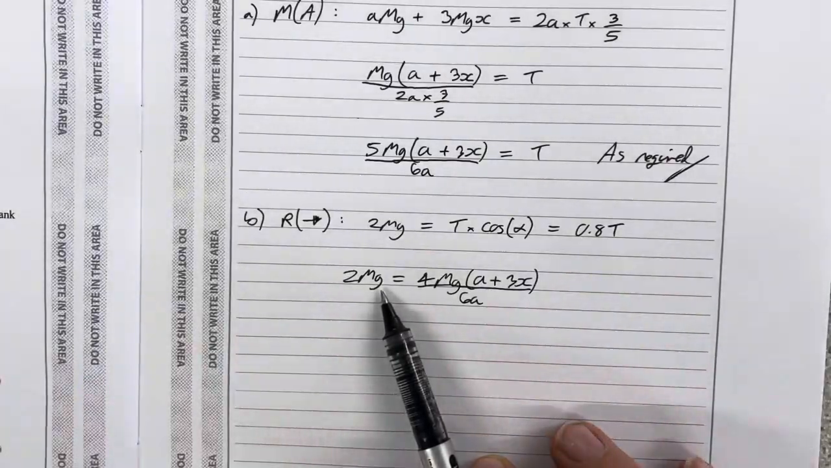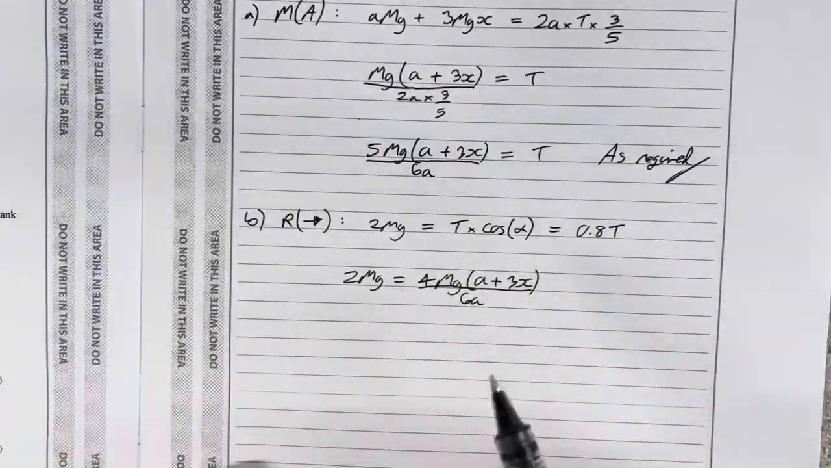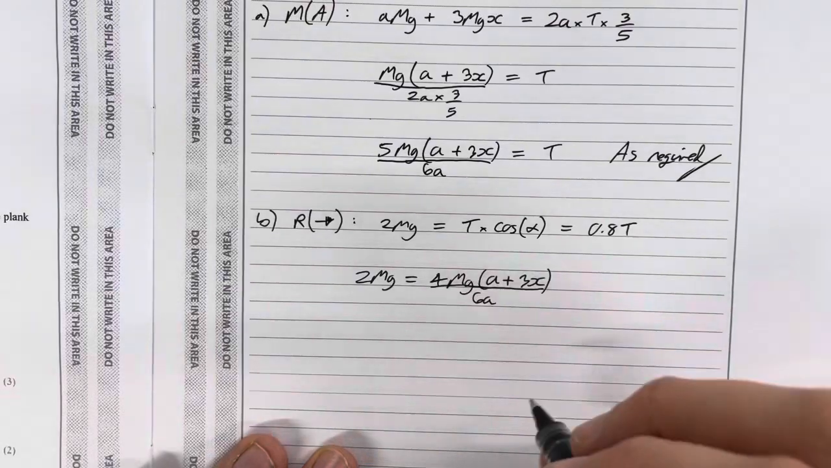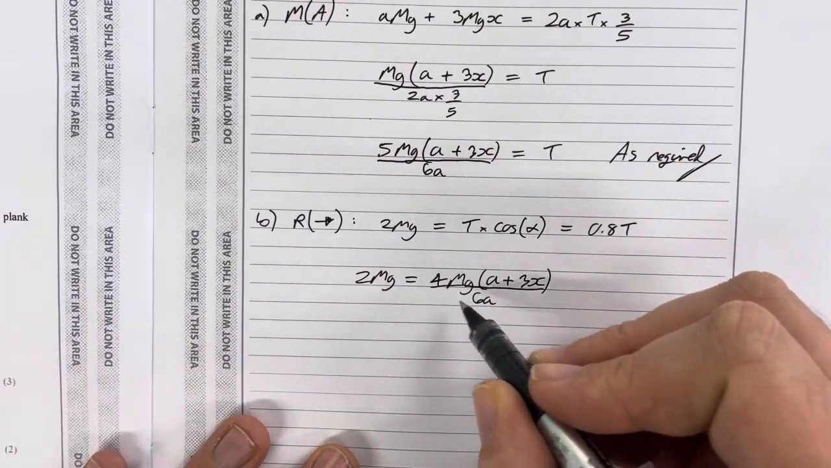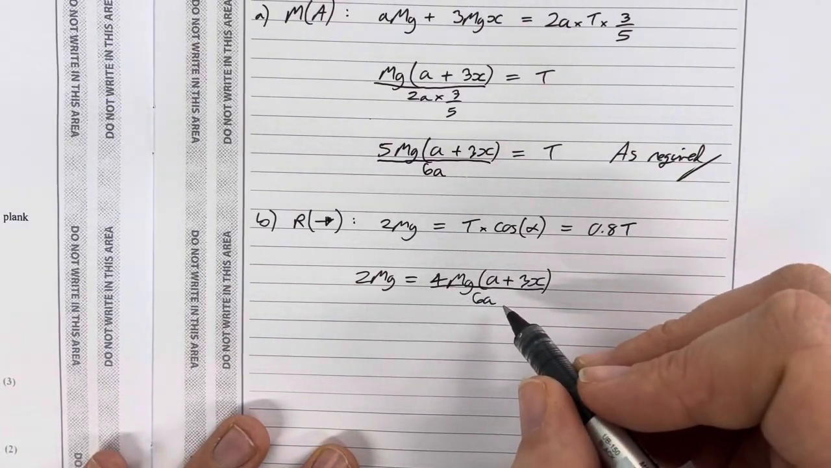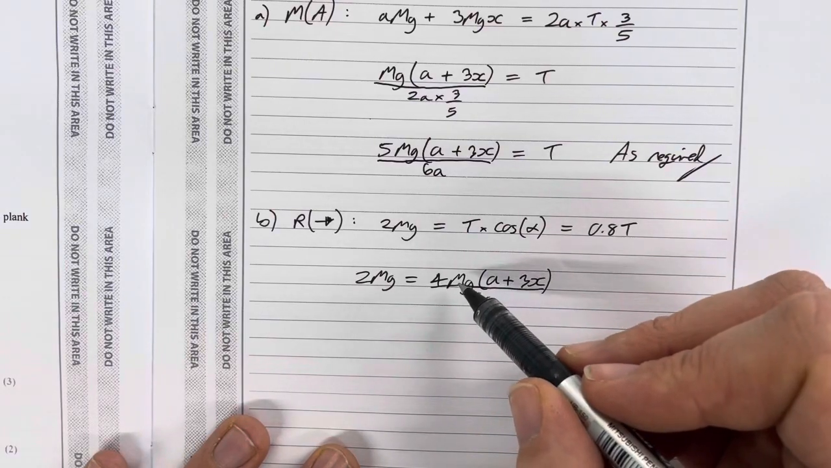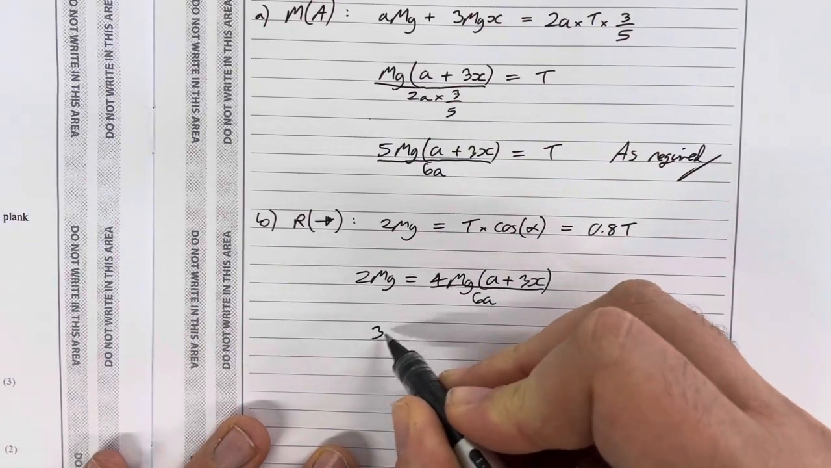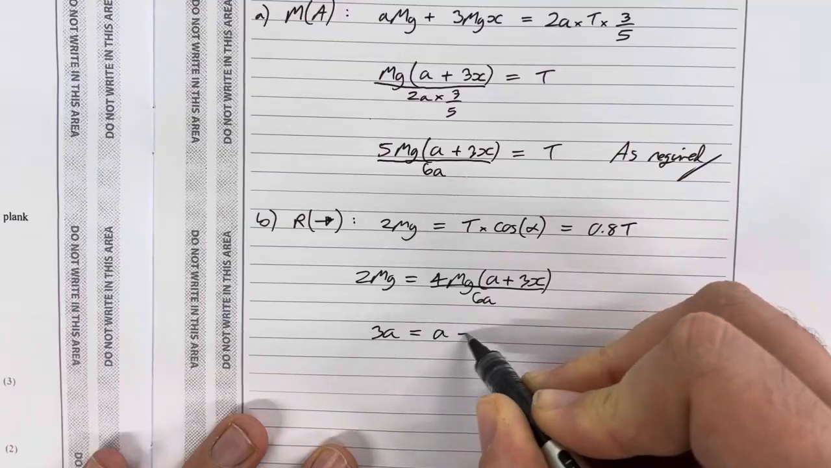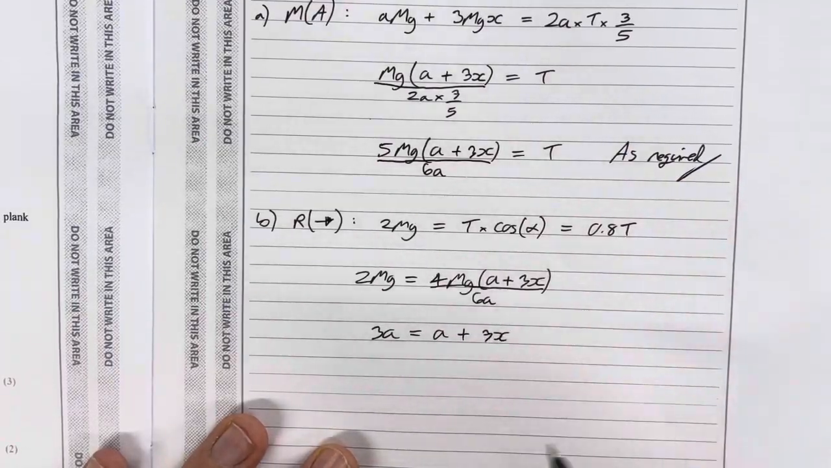And what does it want? Find x in terms of a. So I'll just make x the subject of this. So I'm going to times that up, get rid of the mg's, and then we're going to get rid of the 4 as well. So I'm going to get 3a is equal to a plus 3x.